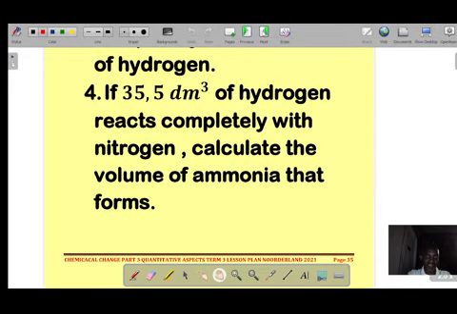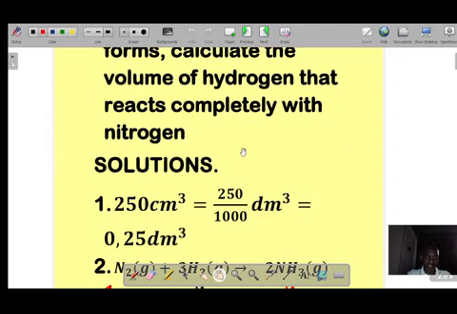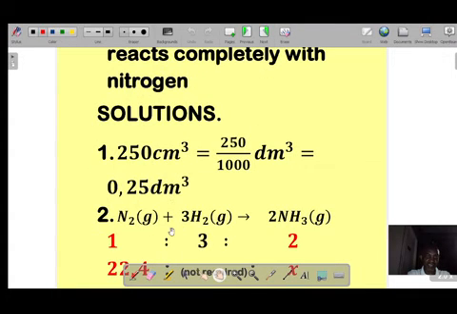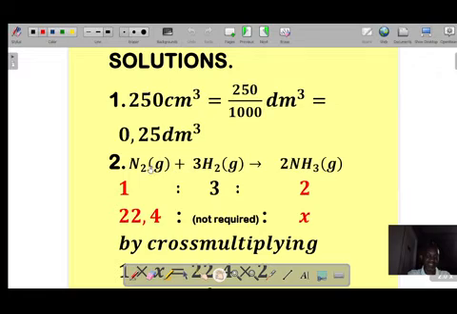Okay. Now if we check what happens here, remember that this is the equation which we have, that is nitrogen plus 3 hydrogen to give us ammonia. Now I'm dealing with nitrogen, which in mole ratio is 1 to 2, that is nitrogen with ammonia. So for now, the hydrogen is not required. So I'm dealing with the 22.4, and I want to find x. X is the volume which has been formed for ammonia.